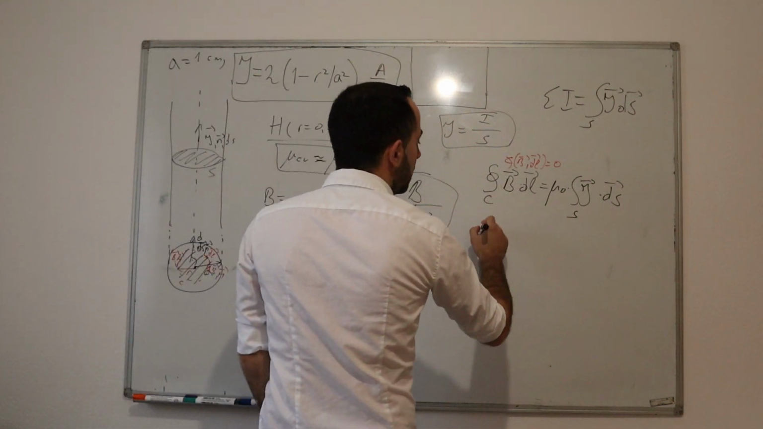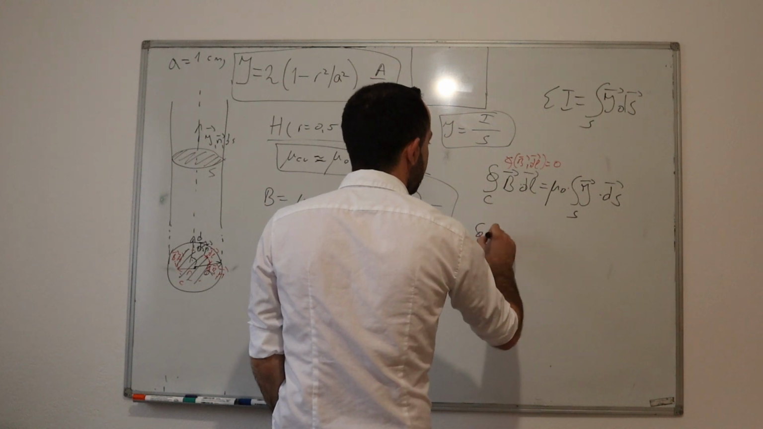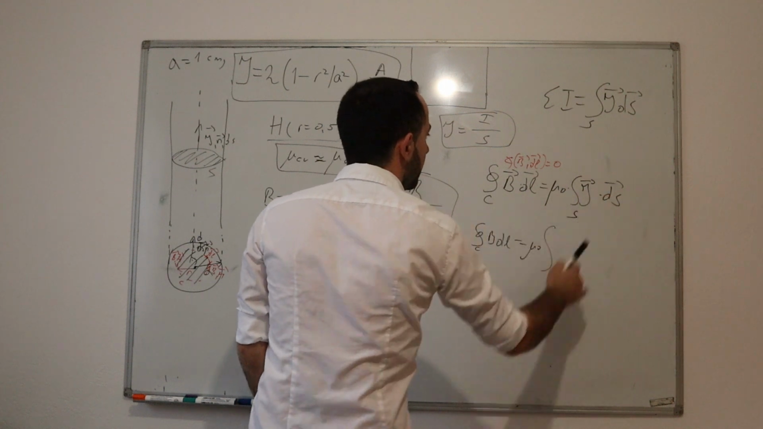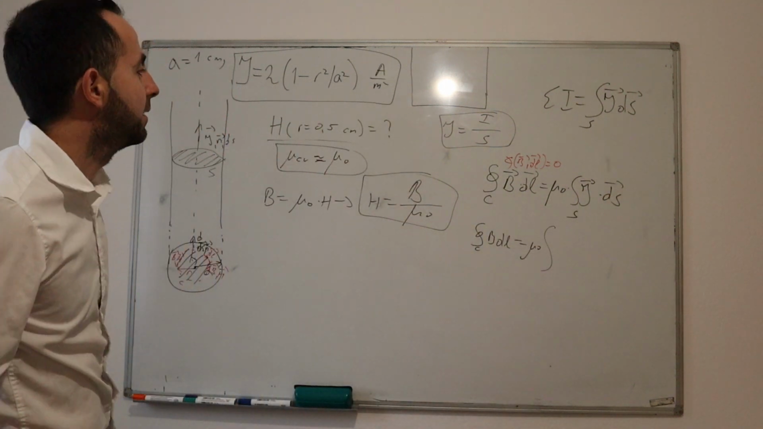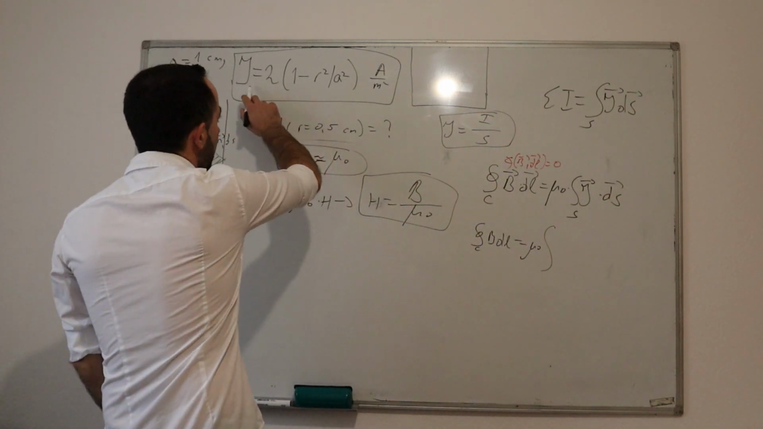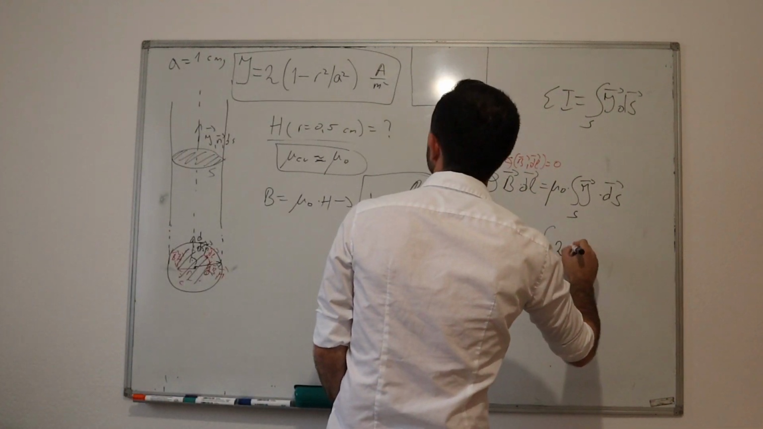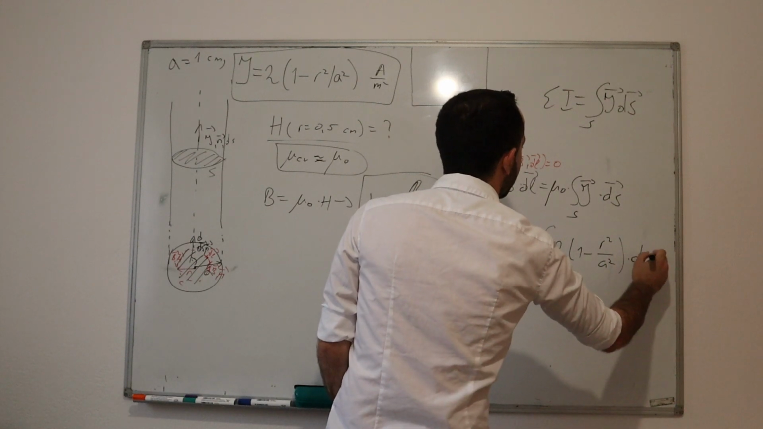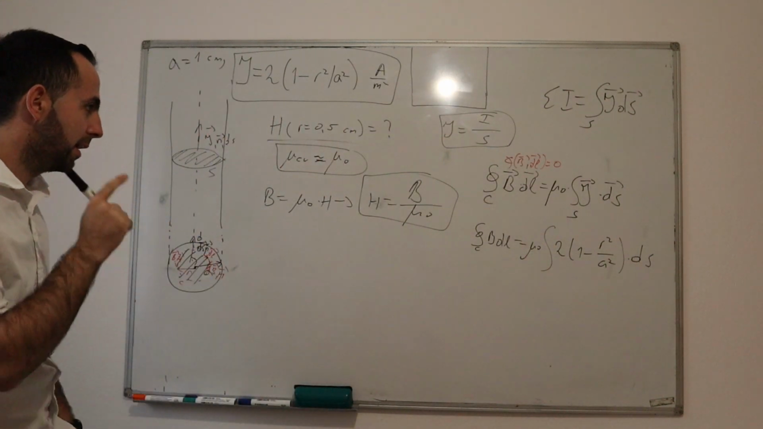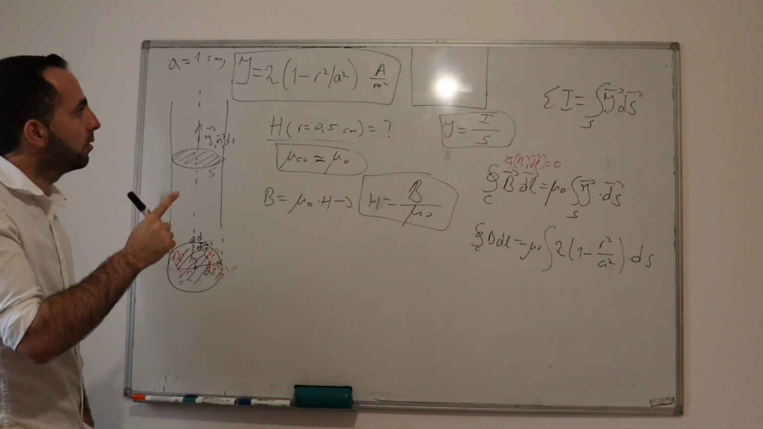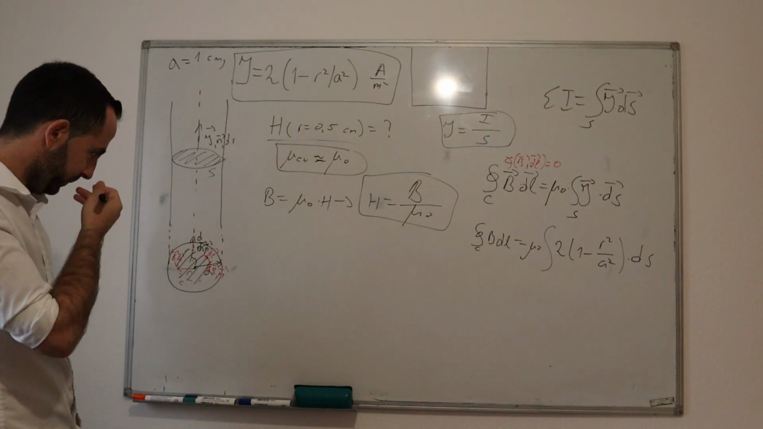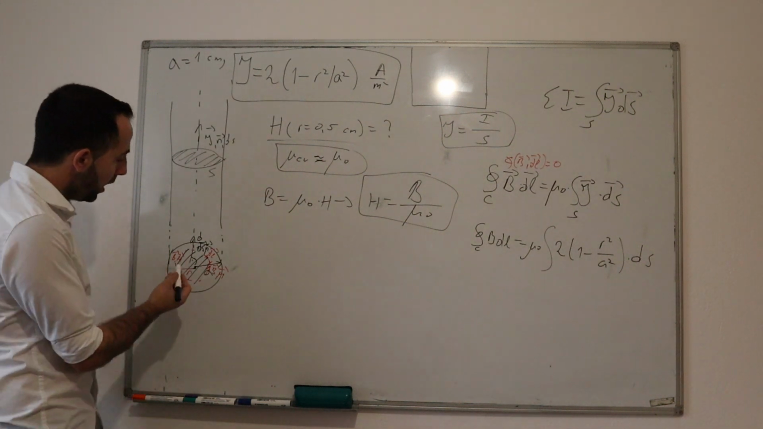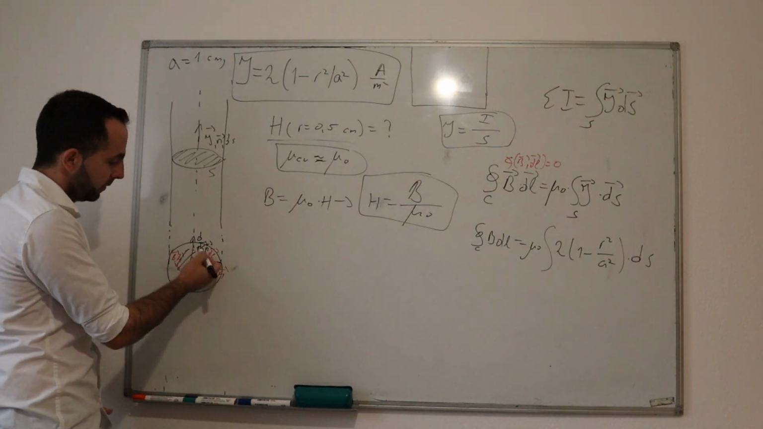Now what do we do? We have the integral over c of B dl equals μ0 times this product, which is only current density times ds. Our current density is this 2 times (1 minus r squared) divided by r squared times ds. Now the question is, what is our ds? What is our infinitely small surface? Well, let's look at what our total surface is. So our surface is actually a circle.